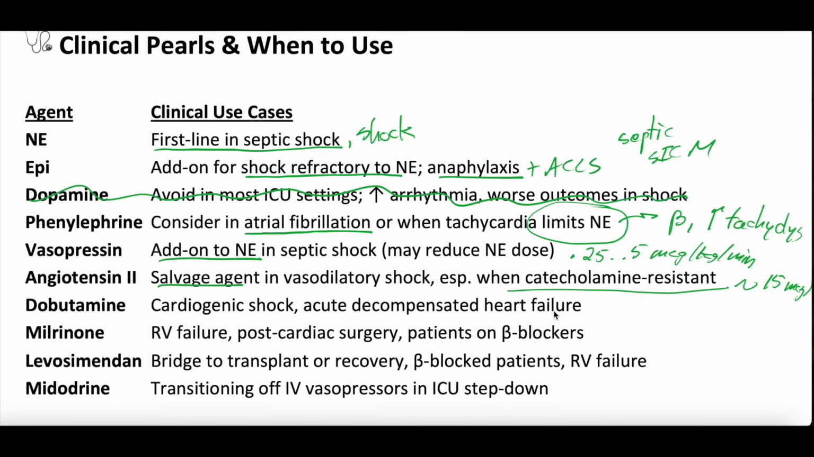Now, this is a newer drug. There's going to be more evidence coming out on this. The first big trial, the ATHOS-3 trial, was in 2017. So lots more to come on this in the future, and we'll see if there's expanded use for it.